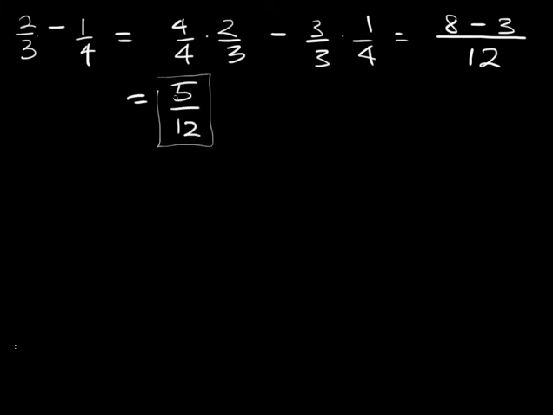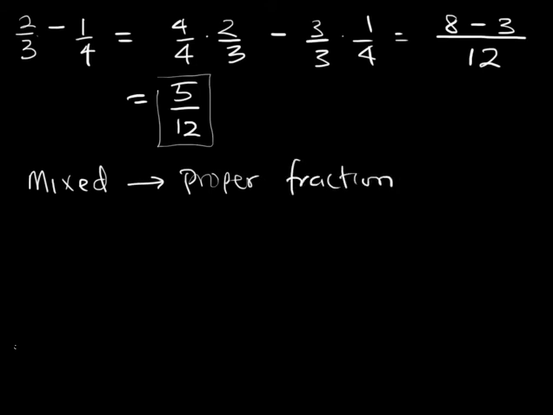Okay, 5 over 12. One last thing we should discuss before we look at past questions is how do we go from mixed to proper fractions, or vice versa. Okay, how do we go from mixed to proper fraction or proper fraction to mixed fraction? Let's look at an example. Let's take 2 1 over 4. Okay, 2 1 over 4.